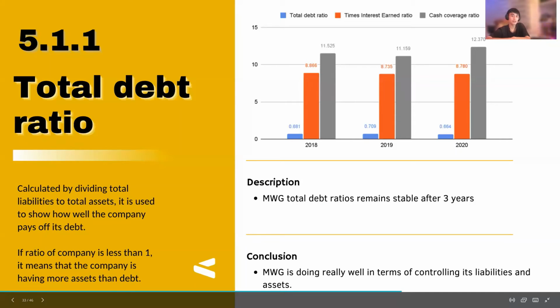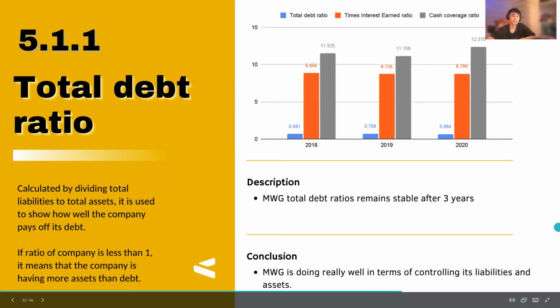The total debt ratio, or debt to assets ratio, is calculated by dividing total liabilities by total assets, and it is used to show how well the company can pay off its debt. If the ratio of the company is less than 1, it means that the company has more assets than debt. In contrast, if the ratio is greater than 1, the company has more debt. From the chart, it's clear that MWG's total debt ratio remained stable over 3 years, and they managed to keep it lower than 1, at around 0.7 from 2018 to 2020. So we come to the conclusion that MWG is really stable in terms of controlling debts and assets.